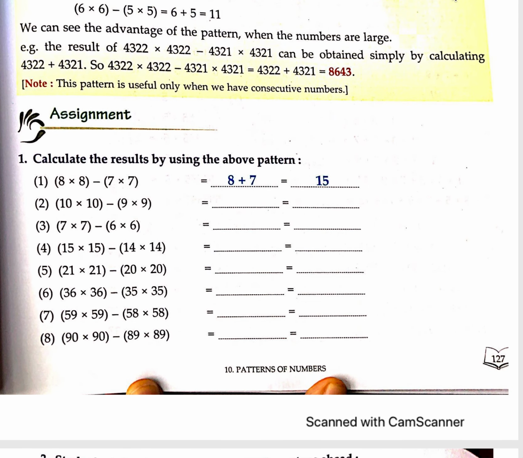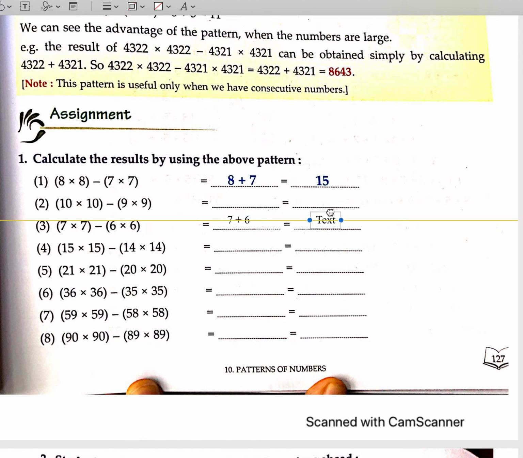So अभी हम ये करते हैं थोड़े examples. So 7 into 7 minus 6 into 6. यहाँ पे हमें basically करना है 7 plus 6, which is equal to 13.